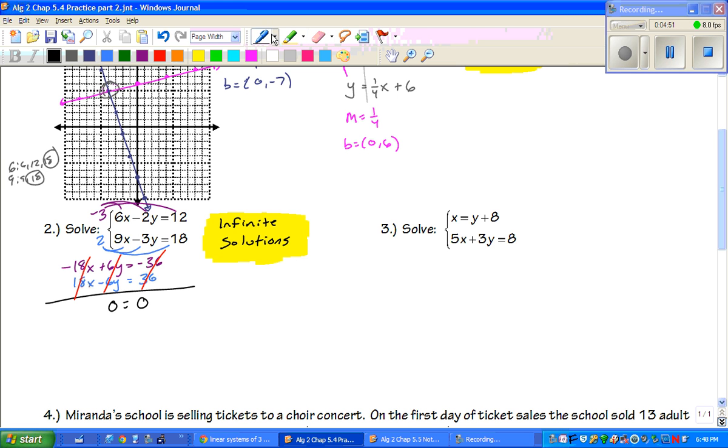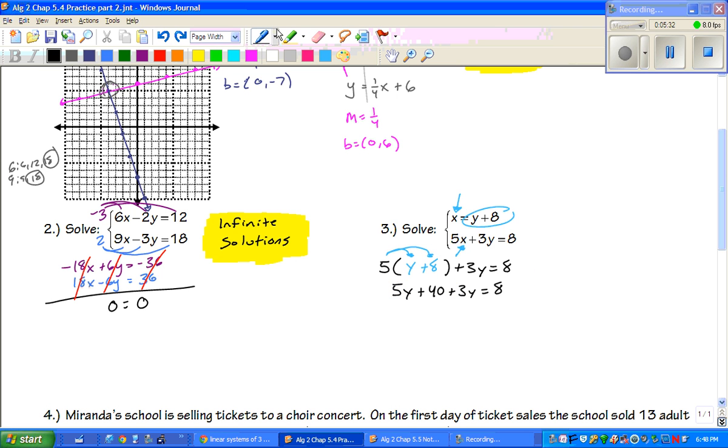Okay, let's look at number 3. See how the x is all by itself? So what we're going to do there is use substitution. We're going to plug in y plus 8, because that's what x is. And we need to distribute. You get 5y plus 40 plus 3y equals 8.